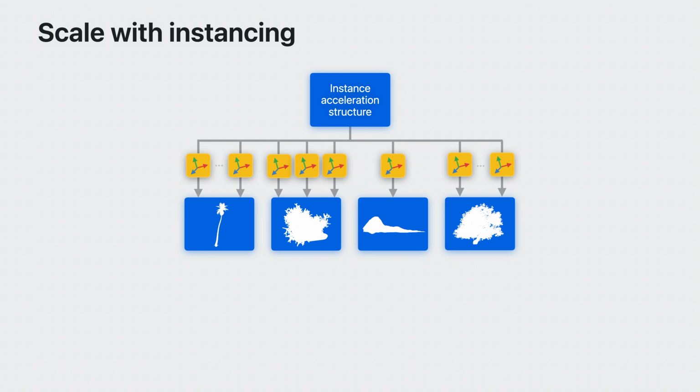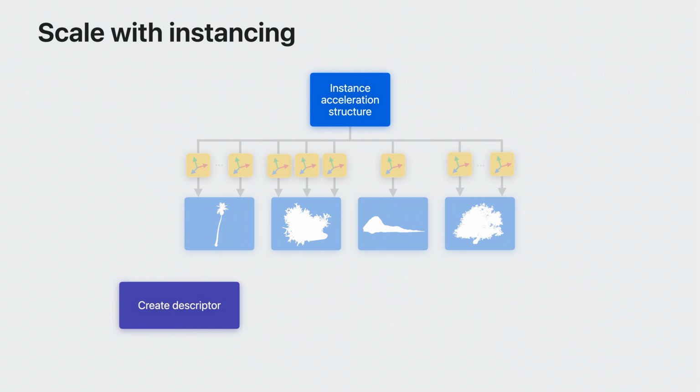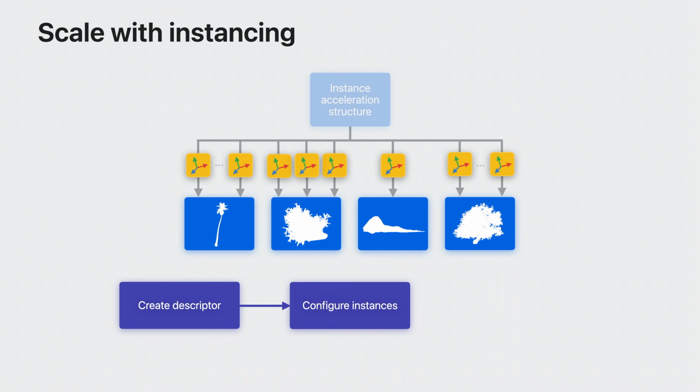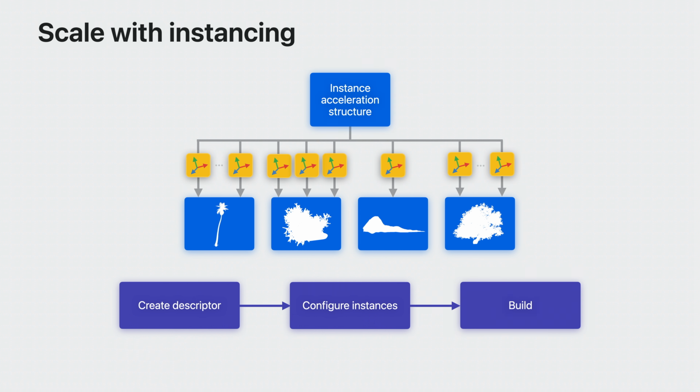Each instance has a transformation matrix to place the acceleration structure that it references in the scene. Building an instance acceleration structure is similar to building a primitive acceleration structure. You will start by creating a descriptor. This time, instead of geometry, you provide a buffer containing information about each instance, like the acceleration structure it references and the transformation matrix that places it in the scene. Then build the acceleration structure on the GPU in the same way that you build a primitive acceleration structure.